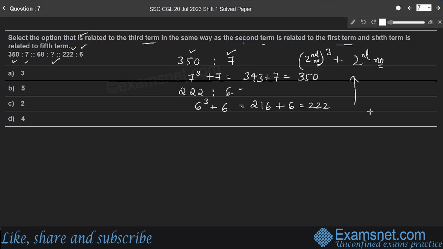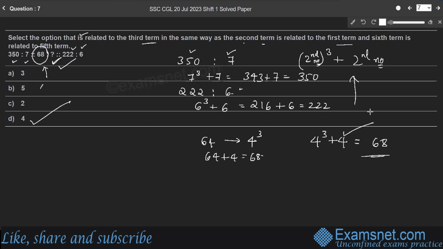Therefore, to get the fourth term, the third term should be a cube plus the fourth term. The nearest cube to 68 is 64, which is the cube of 4, whereas 64 plus 4 is 68. Therefore, the third and fourth terms follow the logic of 4 cube plus 4 is equal to 68. Therefore, the fourth term is 4. Therefore, option D is the right answer.